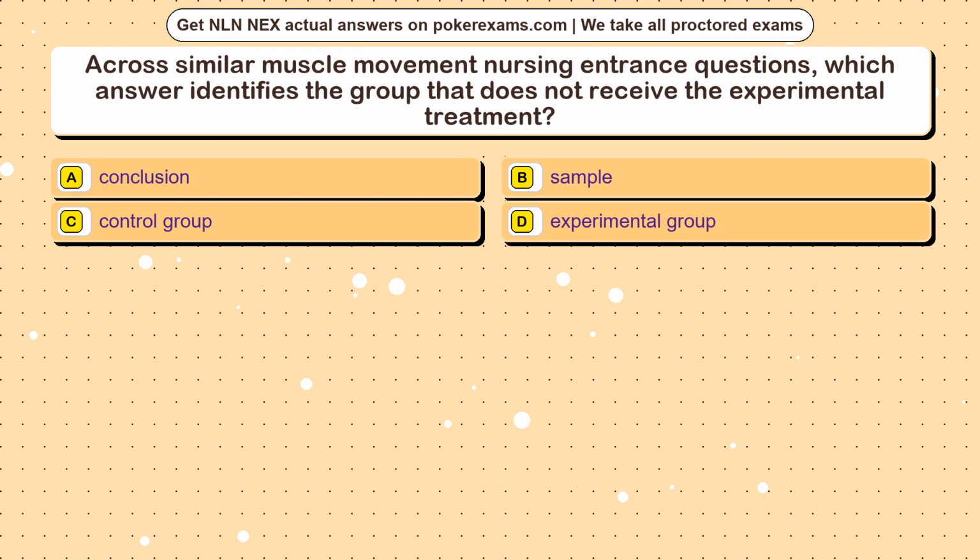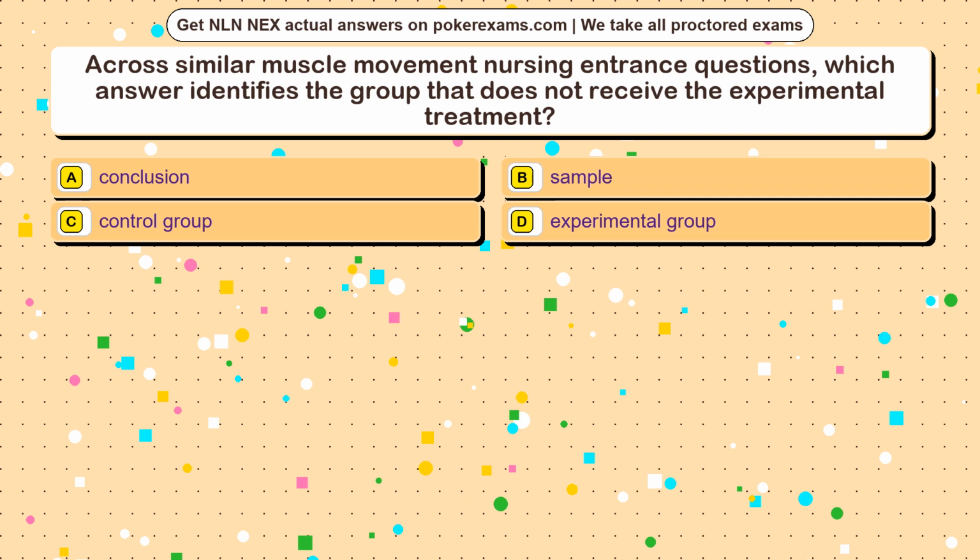Question 20. Across similar muscle movement nursing entrance questions, which answer identifies the group that does not receive the experimental treatment? Option A, conclusion. Option B, sample. Option C, control group. Option D, experimental group.